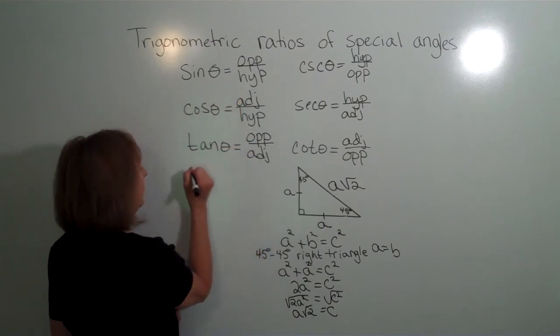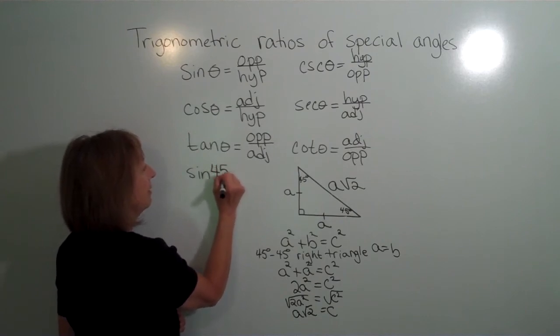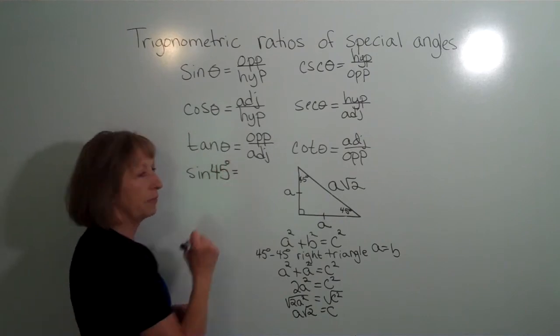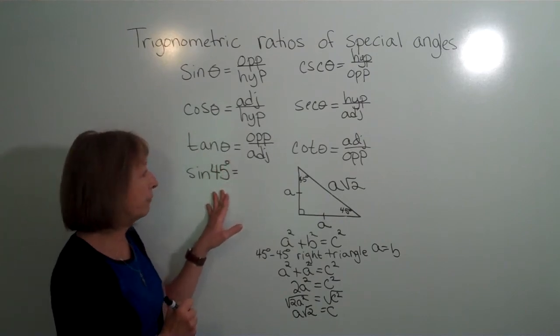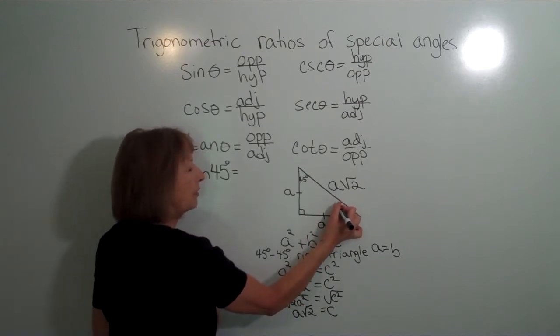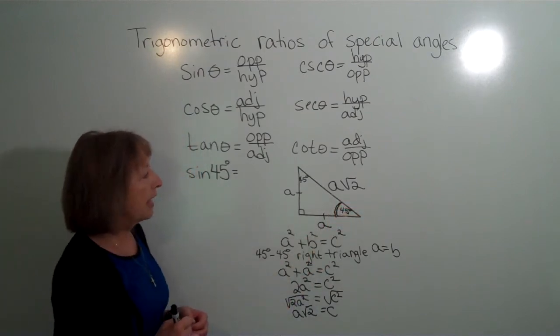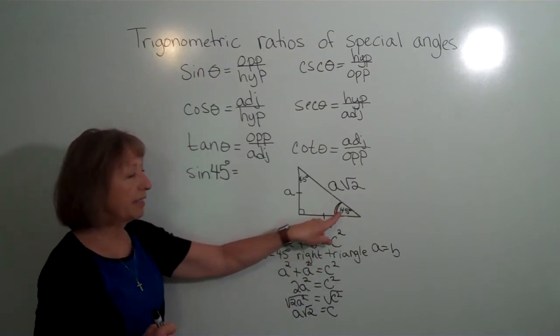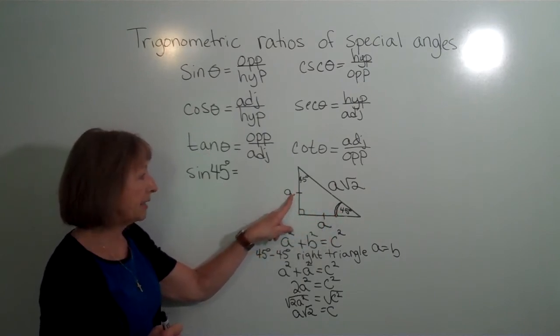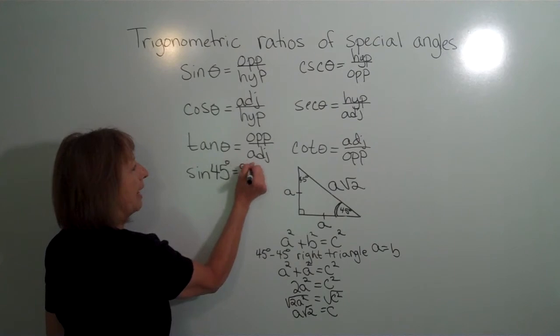Well, the sine of, now I'm not going to write it as theta, I know its angle measurement is 45 degrees. The sine of 45 degrees, we have to pick one of them. So I'll just go ahead and pick this one as the one that I'm focusing on. So the sine of 45 degrees, well, the sine of an angle is opposite over hypotenuse. So that's A over A times the square root of 2.